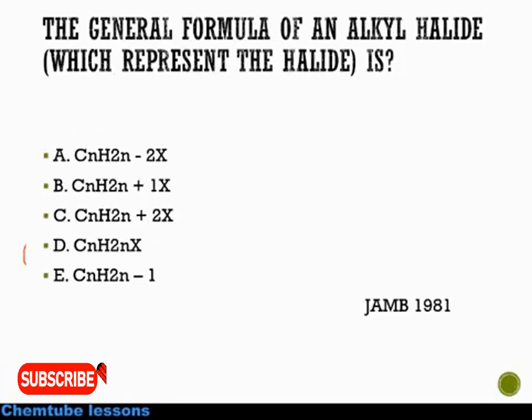Let's look at this. So the answer here is B. Why? Let's look at the general formulas of different compounds. Firstly, let's look at alkanes. Alkanes have the formula CnH2n+2. These are alkanes.